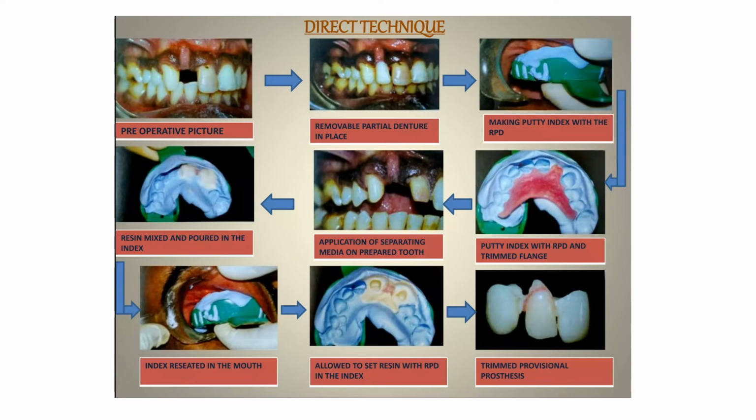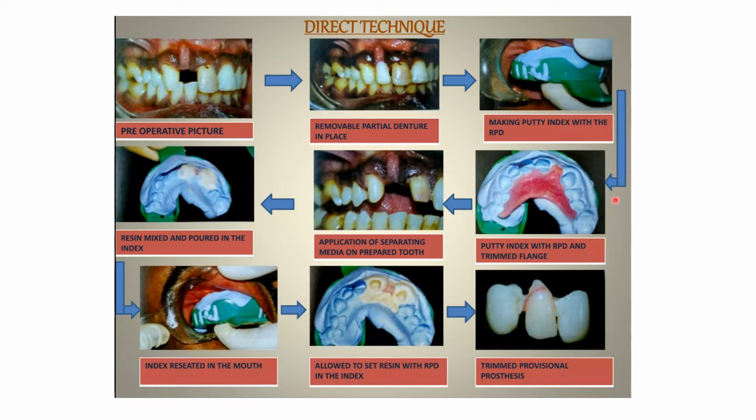So this is a case report. The preoperative photo: we are replacing the lateral. What we do is put a pontic from our RPD. Then we mix the putty and take an index. Either you take a full arch, or you can take a small index.